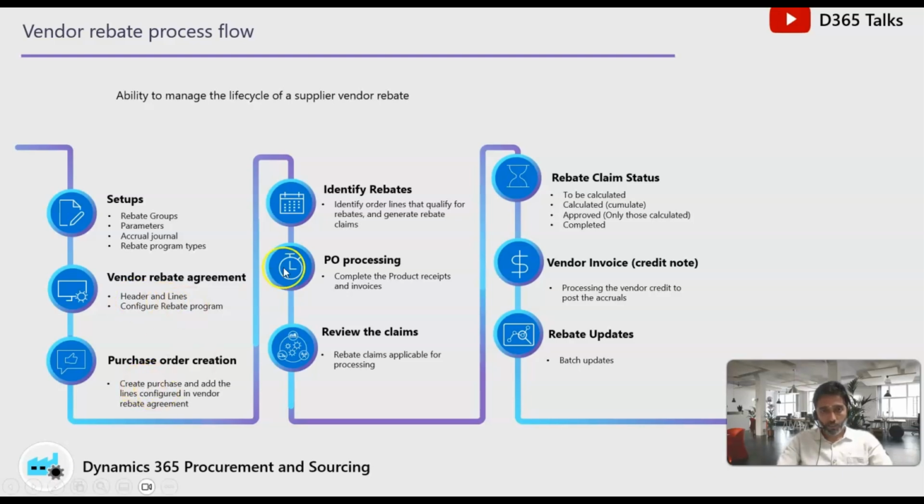And we will quickly create a purchase order. How do we identify the rebates in the purchase order? Then we will get into processing the purchase order. Once we process the purchase order, against each and every purchase order, once it is invoiced, the rebates get generated.